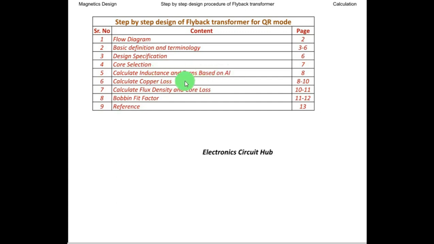I'll talk about how you calculate the copper loss. I will also talk about the flux density and core loss: how will you calculate the flux density and core loss? And I'll also talk about the bobbin fit factor. I'll also tell you the references where I got this data.